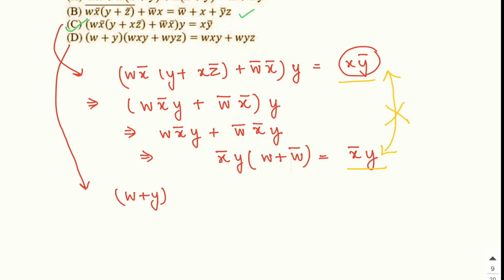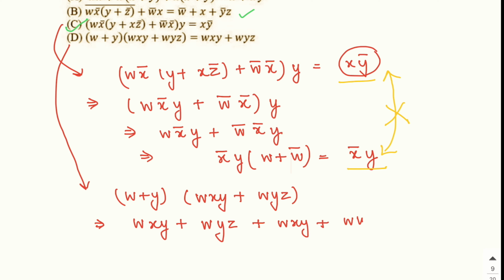W plus y, and then you have wxy plus wyz. So we'll just open this bracket, multiply each one of them with these terms. We'll get this, and then wxy plus wyz. Now you can see these are two terms written two times: wxy also two times and wyz also two times. So a plus a is actually a only. So this is equivalent to wxy plus wyz, and that is my right hand side. So yes, I know that the fourth one is a correct statement, and my third option is the incorrect statement. So yes, my answer is going to be C.